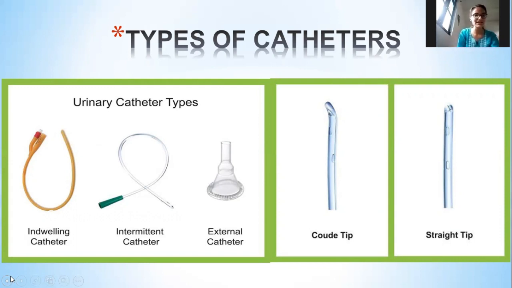Now let's come on to this picture of the catheter, right? There is the indwelling catheter, you can see on the screen, and this is the most common catheter, and I think most of you would have seen it. This is the Foley's catheter. The second one is the intermittent catheter, and this is the simplest one, and the third one is the external catheter, right?